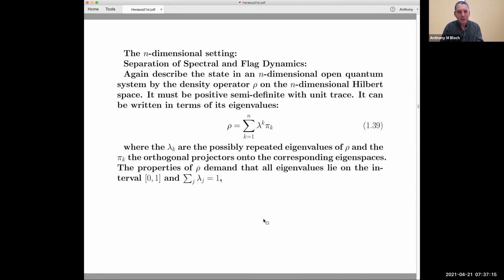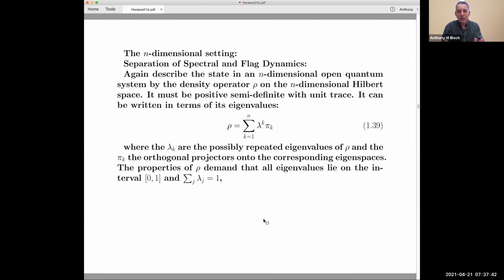It's kind of useful in a way to think about the general case, because it breaks down rather beautifully in a similar sort of setting. So in the n-dimensional setting, again, we want to do the same kind of thing. We want to have a separation of the spectral and the flag dynamics. So you can think of again in the general setting, I have a density operator rho, which can be written as here in equation 1.39.